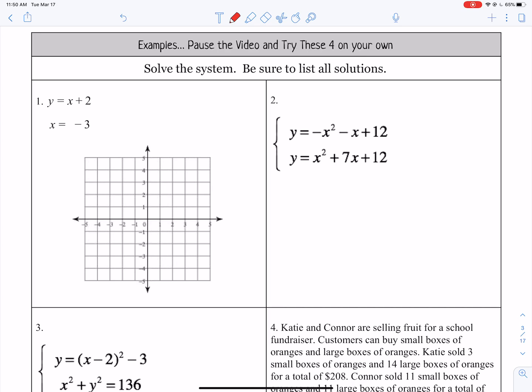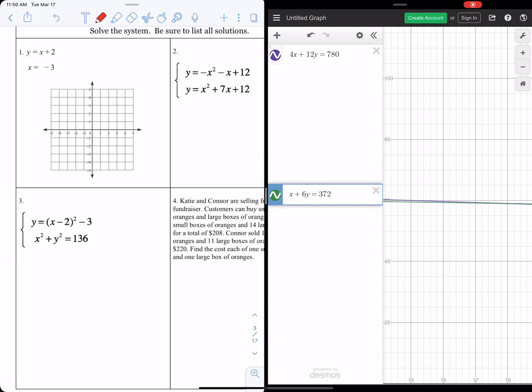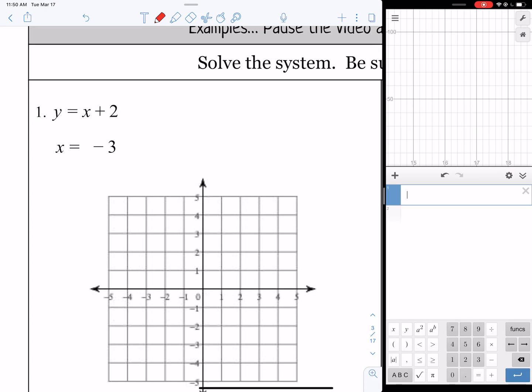All right, so in this video, we'll take a look at the answers to the examples that I asked you to try. So I'm going to pull up Desmos because we've been focused on solving systems by graphing in this lesson. And Desmos is certainly a very helpful tool when we are graphing. So I'm going to type in example 1 just like it looks.